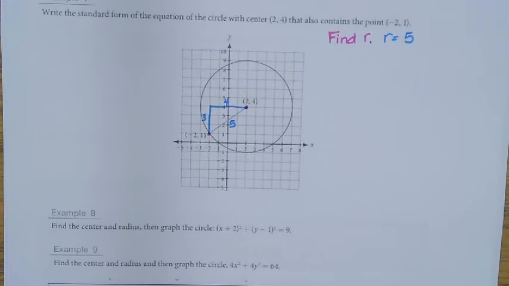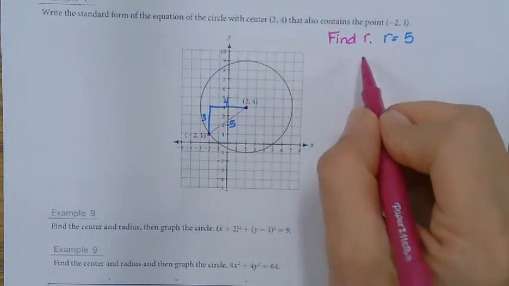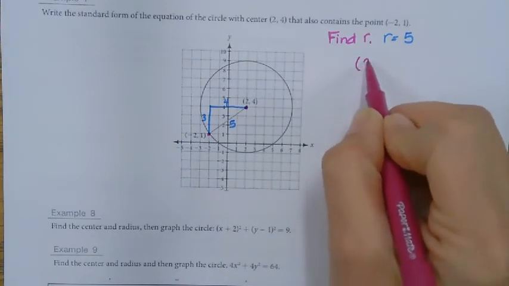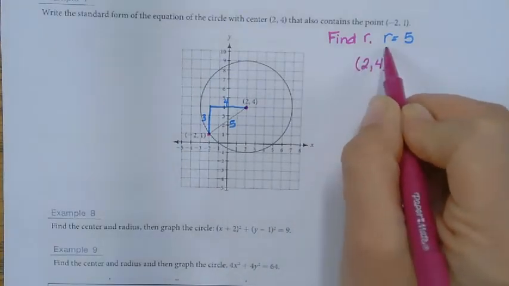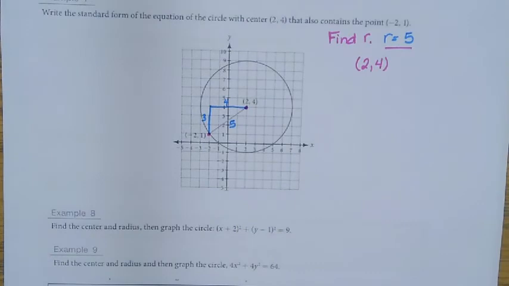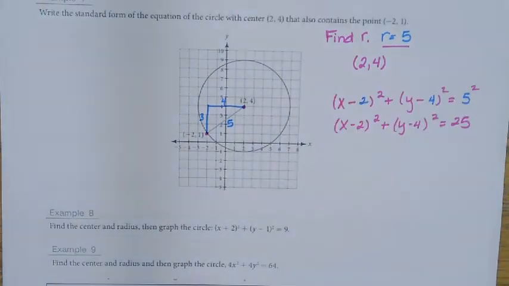Okay. So now we're just going to take the center that's at 2, 4, and this radius to write the equation of the circle. Why don't you go ahead and do that? Okay, once you plug it in, there is what you should be getting.